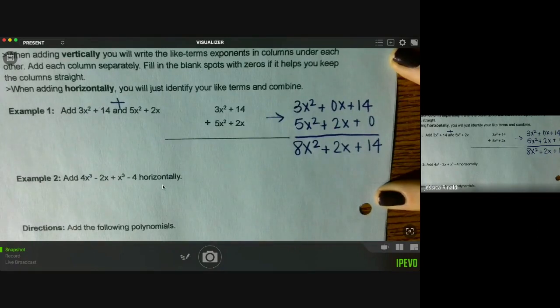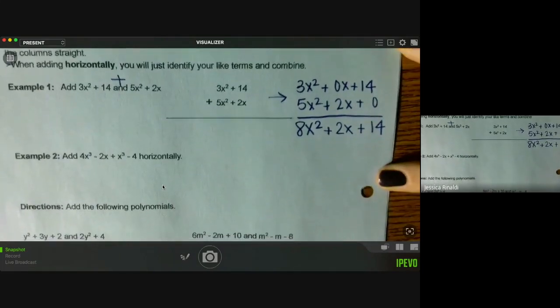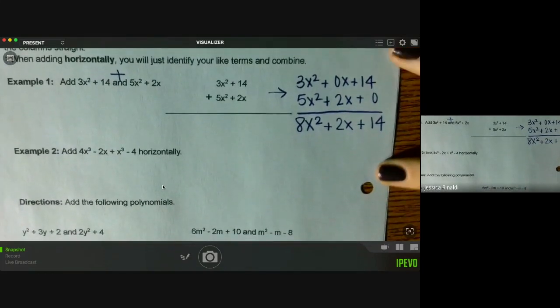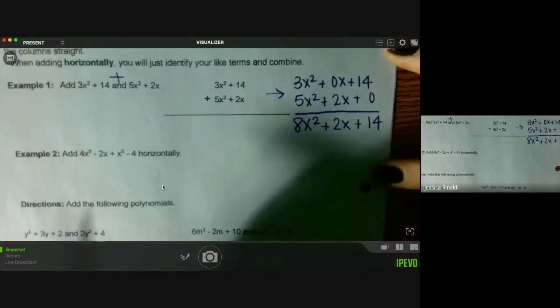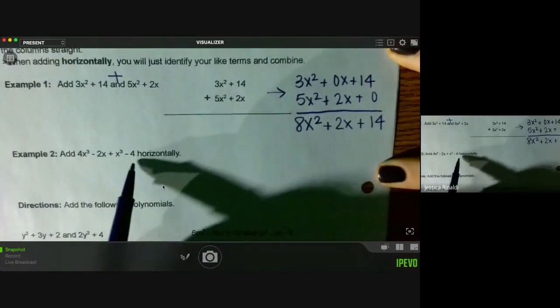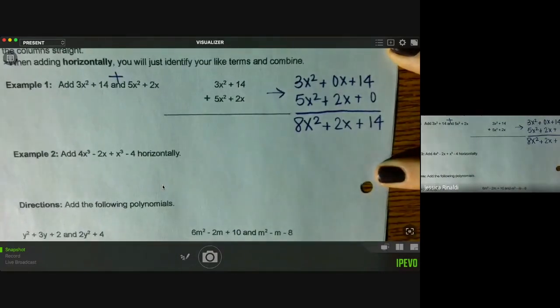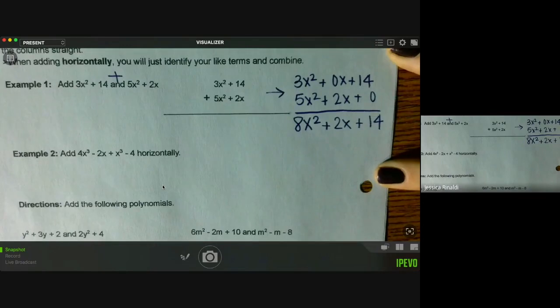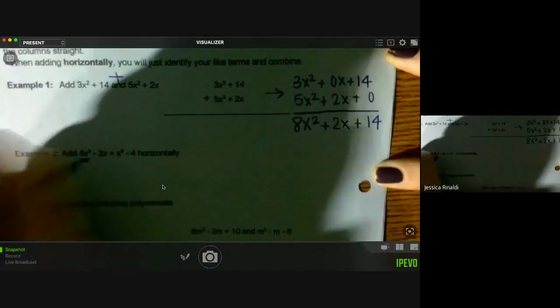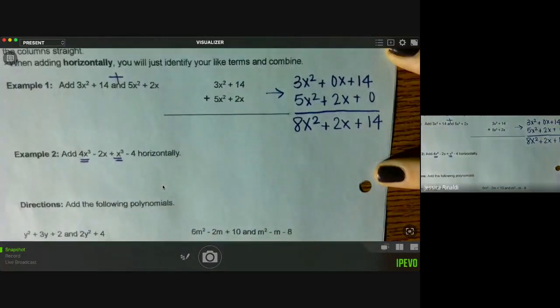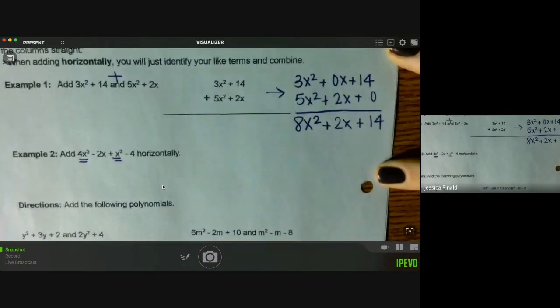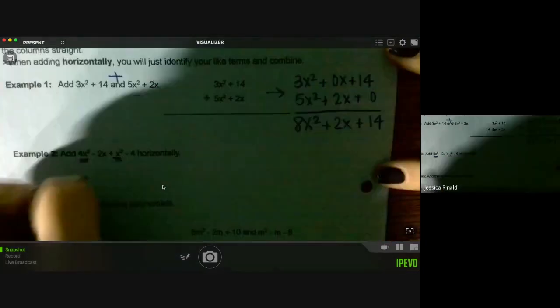Example 2, I'm going to show you horizontally. And then you guys can pick which way you like better. If I'm adding this horizontally, I'm going to pick out my like terms. So which two pieces can I combine together? My 4x to the third power and my 1x to the third power can be combined. So when I add 4x to the third plus 1x to the third, what do I get? 5x to the third. Good.